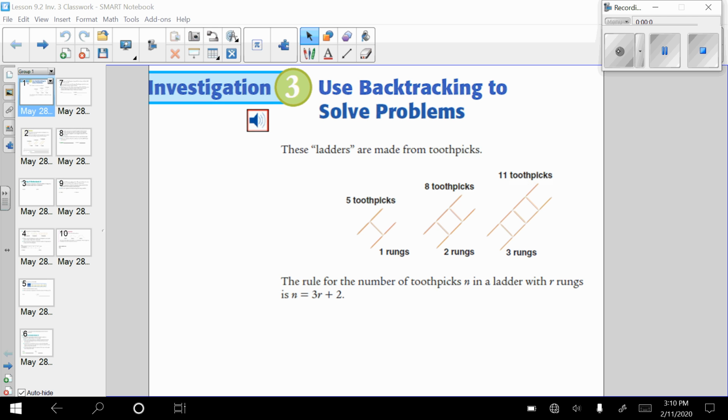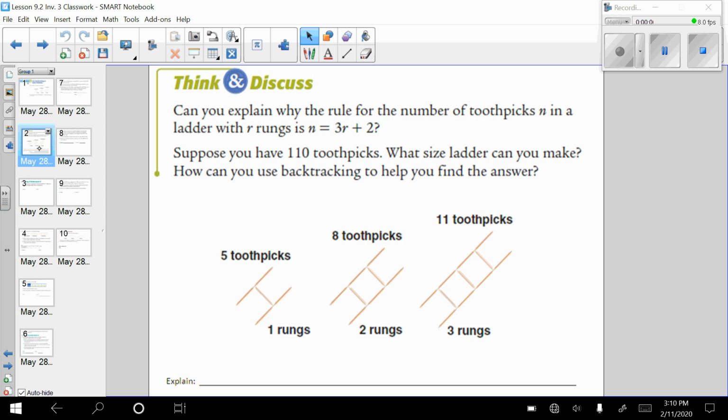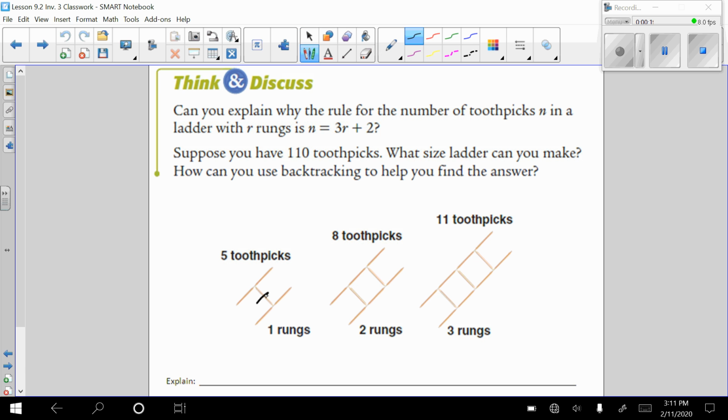Backtracking. This time we're going to look at some pictures and some real-life equations. Looking at these ladders, can you explain why the rule for the number of toothpicks n in a ladder with r rungs is n equals 3r plus 2? We'll look at the ladders. The rungs are the things that are in the middle here. So this is a rung, this and this and this and this and this.